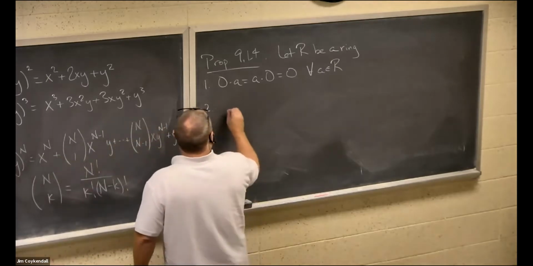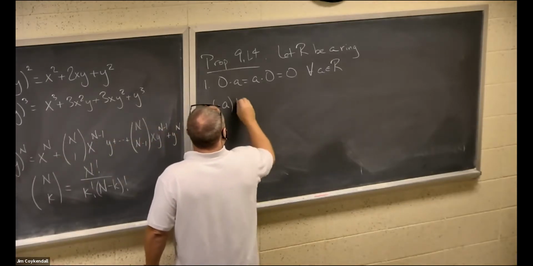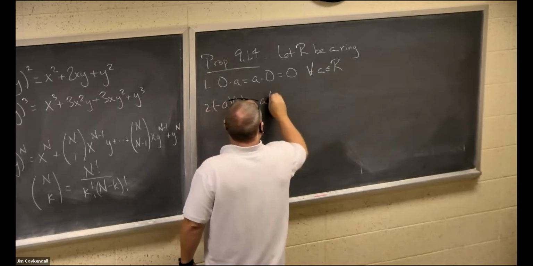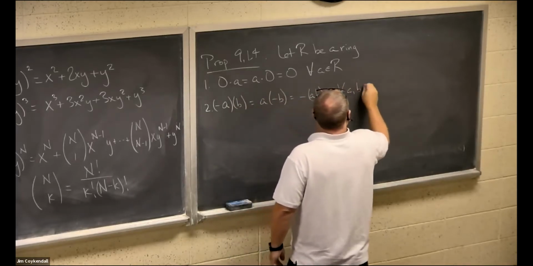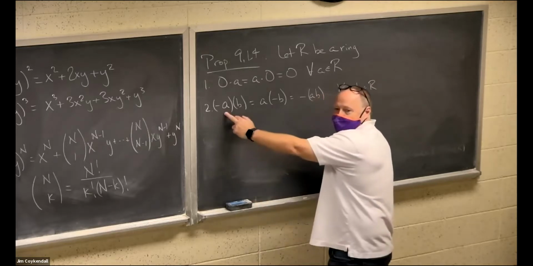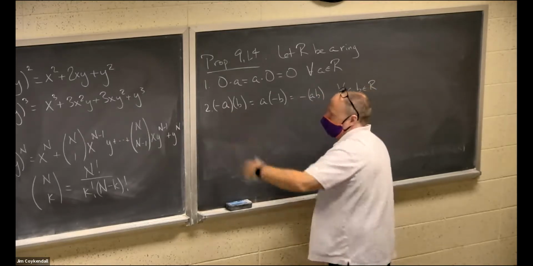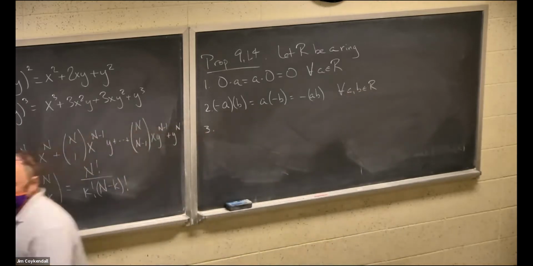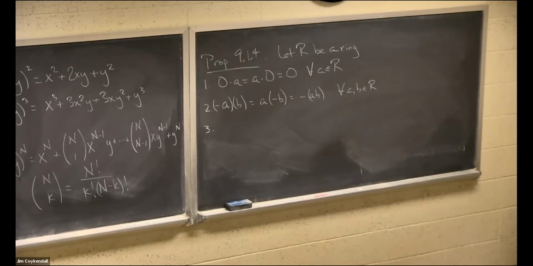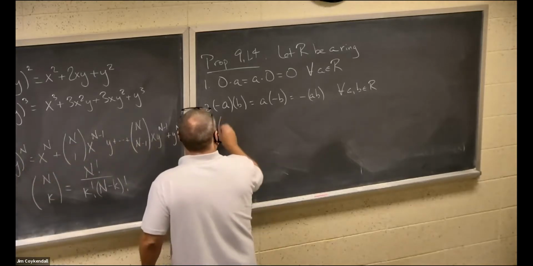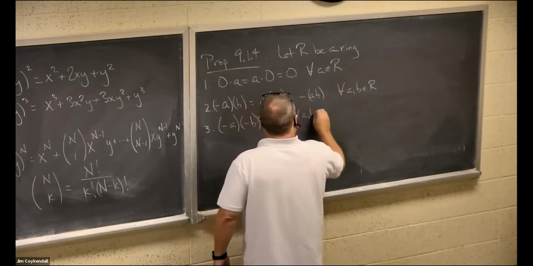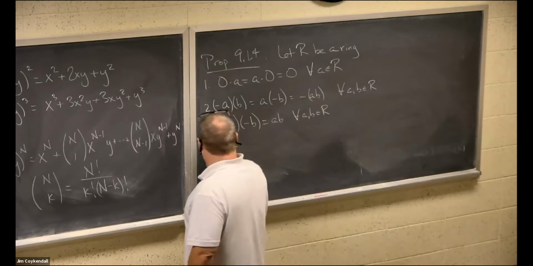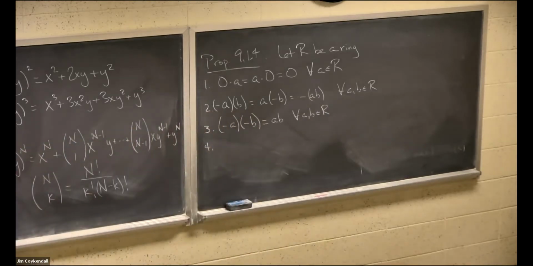Number 2: (minus a) times b equals a times (minus b) equals minus ab, for all a, b in R. And of course, when I say minus, I mean the additive inverse of a. So a plus negative a is 0. Number 3: minus a times minus b is ab.